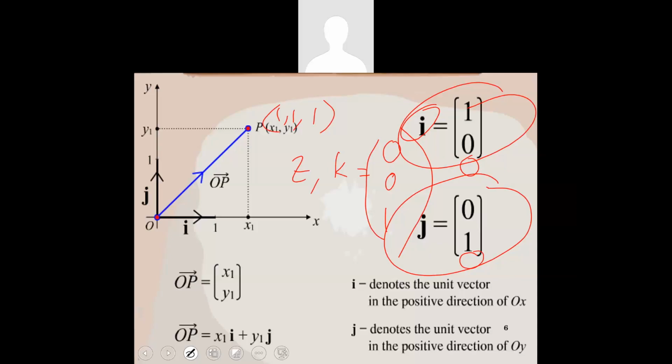So your vector O to P, let's say you have a Z vector here. So it will look like 1, 1, 1. And then this would look like Z1, K. Okay, ini kalau 3D.